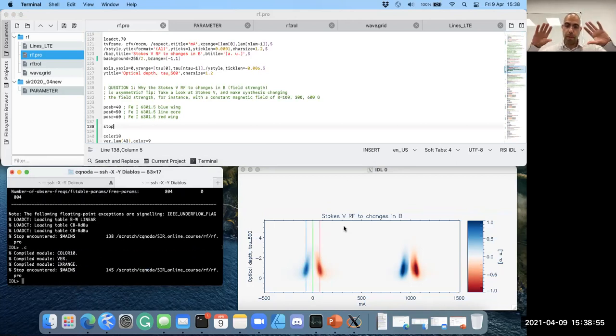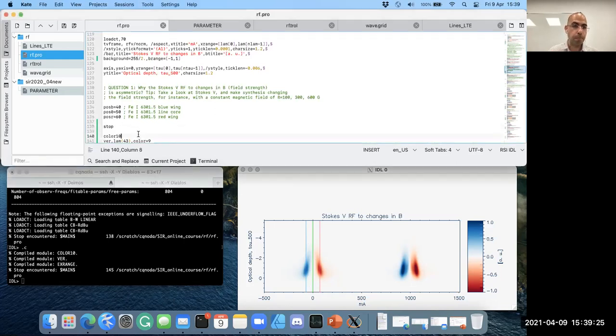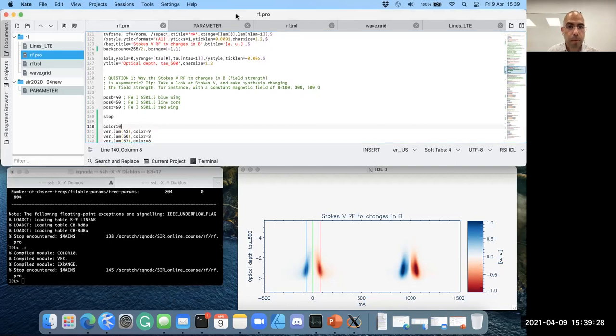So now we have been watching them in 2D. Let's take a step further and try to watch them in 1D. So I put here a blue line, a green line, and a red line. I just put them in a tentative location in the wings for the blue and the red, for the wings of 6301. And then the green one is the zero wavelength. It's a rest wavelength, and we don't have velocity in this atmosphere in this example. Okay, that's fine.